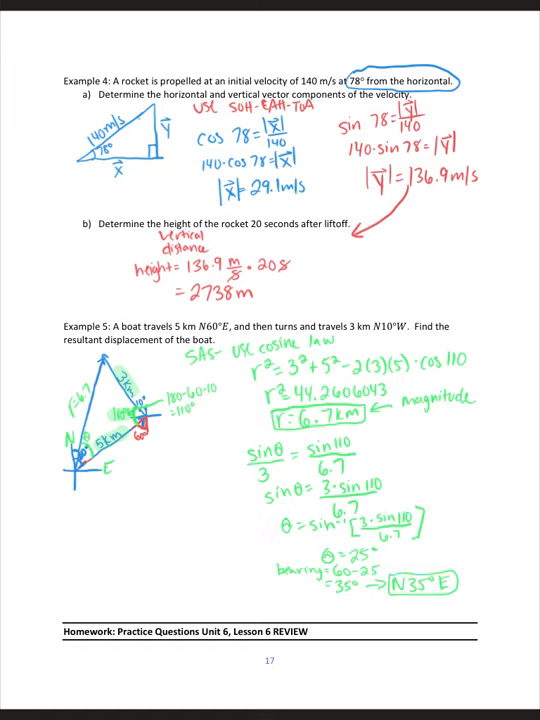So let's just wrap it up with a therefore statement. So therefore, the resultant displacement is 6.7 kilometers on a quadrant bearing of north 35 degrees east. Okay, and that's it for your notes for today.